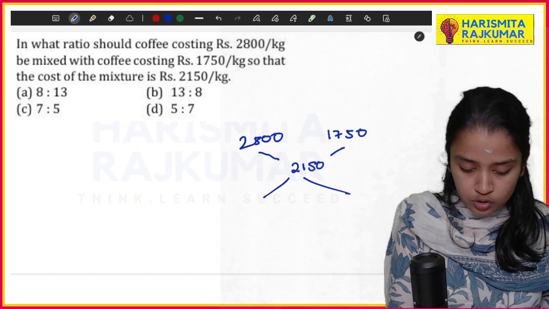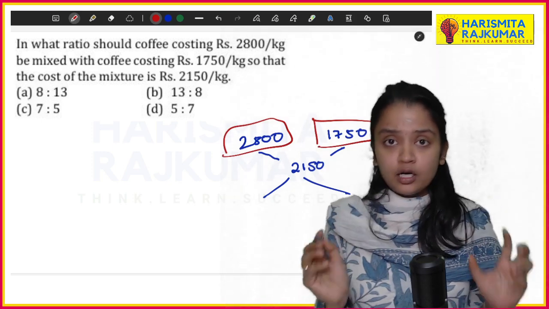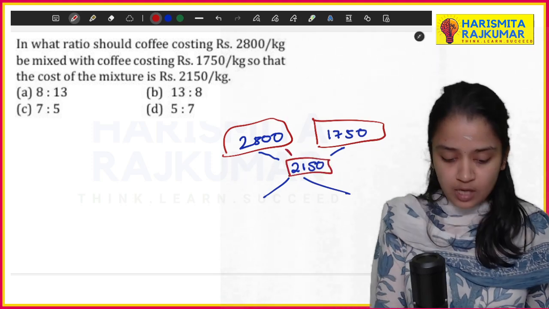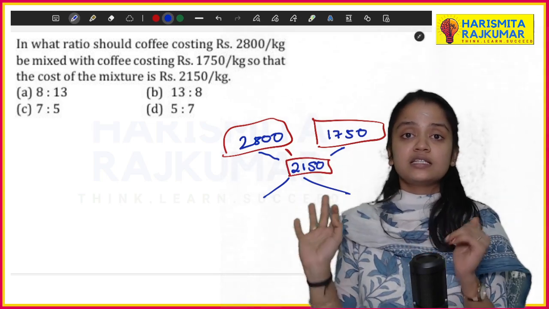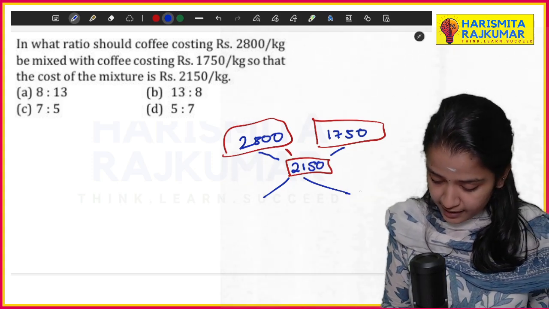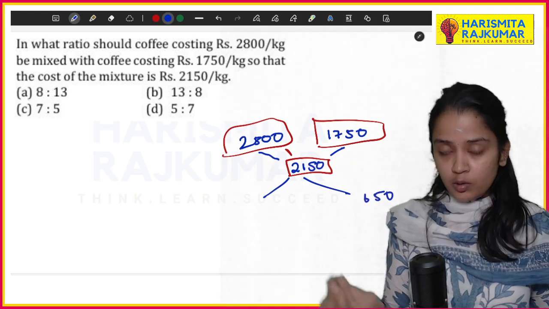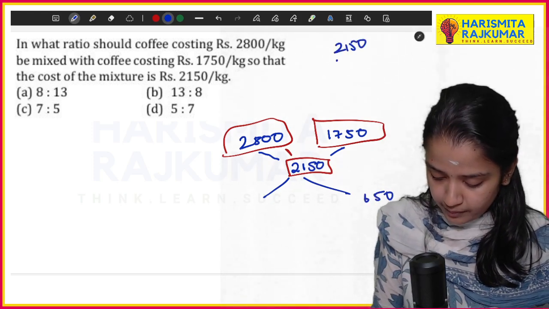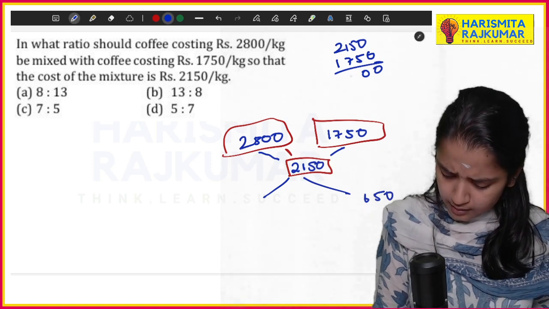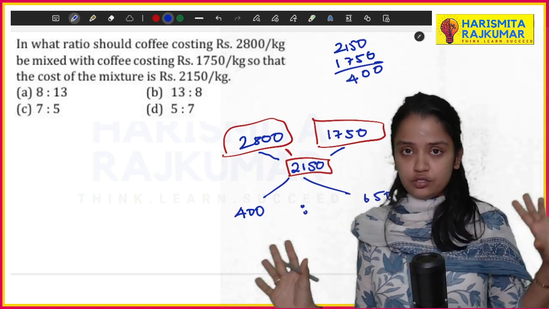So first thing I have written here, second I have written here, and the mixture I have got here. Now just subtract these two things. This is the formula; when I come to mixtures and alligations, I'll be teaching it after that. So when I subtract, 2800 minus 2150, I'll be getting 650. And 2150 minus 1500, I'll be getting 650 and 650 respectively. Now, you just find the ratio of these two and you will be getting the answer.